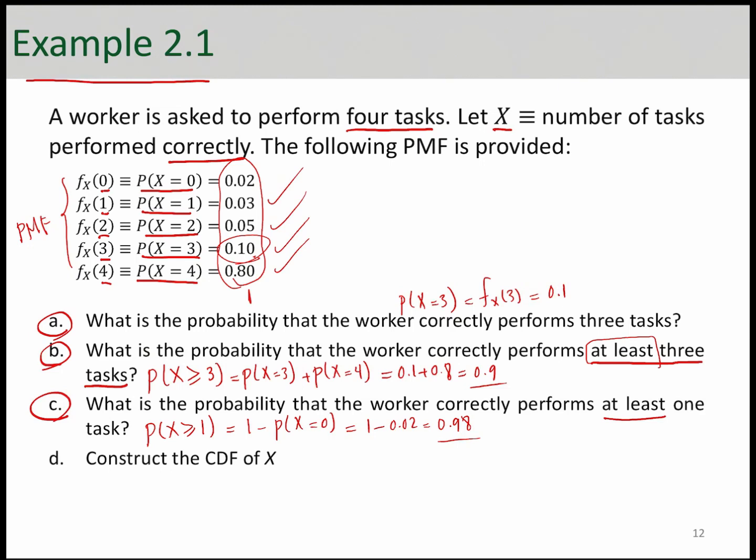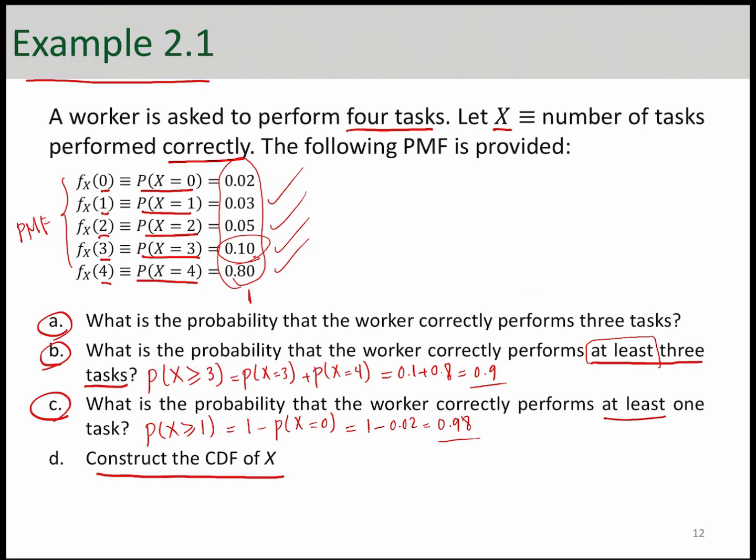Now here's the fun part. Construct the CDF of X. We worked on a very similar problem here, and I want you to do the same for this problem. So pause the video and construct the CDF function here.